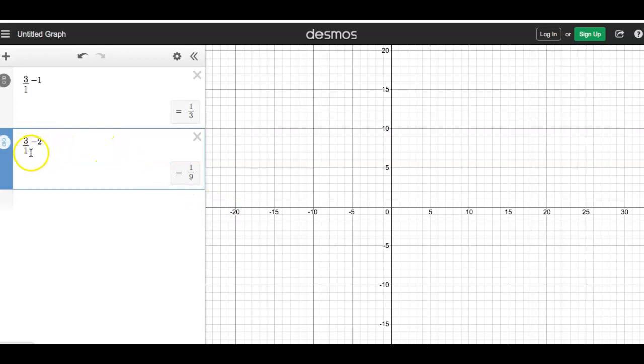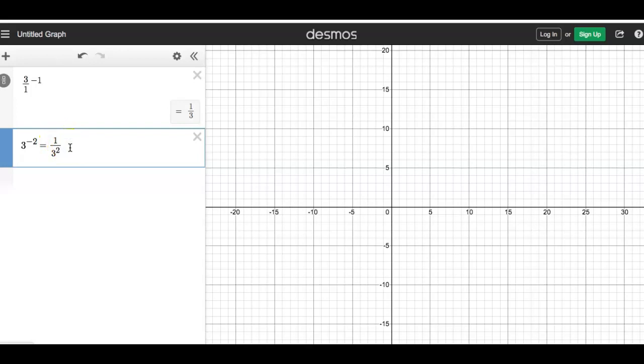I just wanted to show you that the 1 goes on top. So 3 to the -2 is 1/9, because it's 1 over 3 squared. Or I can write it as 1 over 3 to the power of 2. Those are all the same thing.